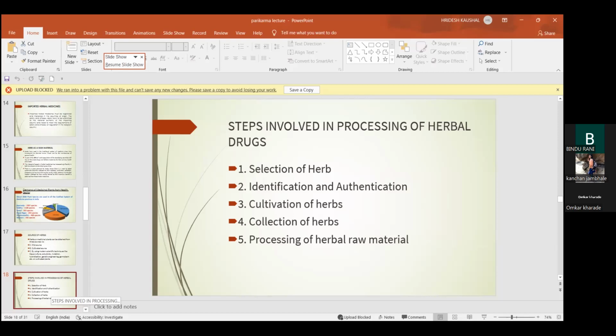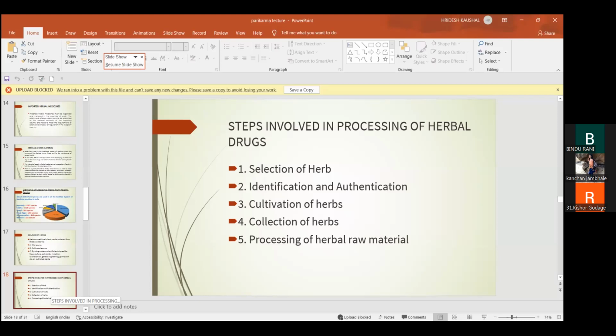First we have to very carefully select the species for the preparation of various herbal preparations. Then after selection, we should have a specific number or certificate that the selected species belongs to a particular species, variety or genera, or family. So we should have a proper certificate. That means we should have the identity of that particular plant.